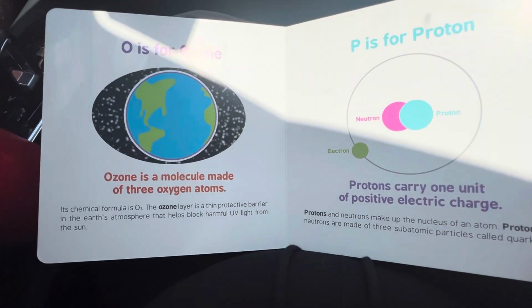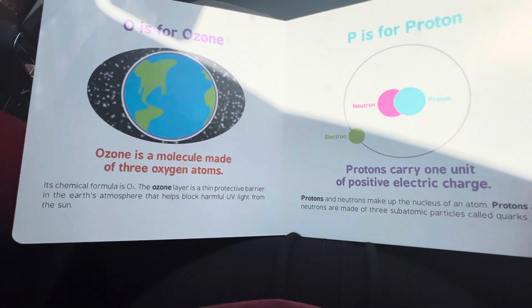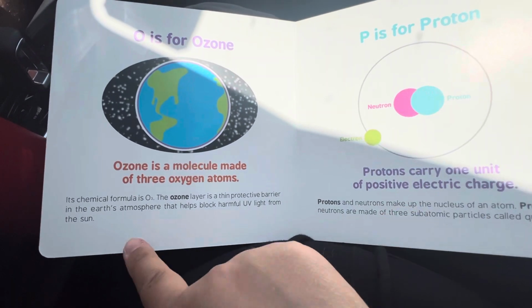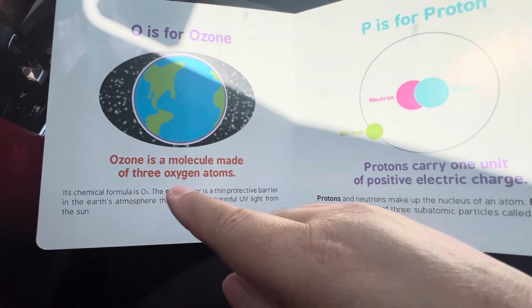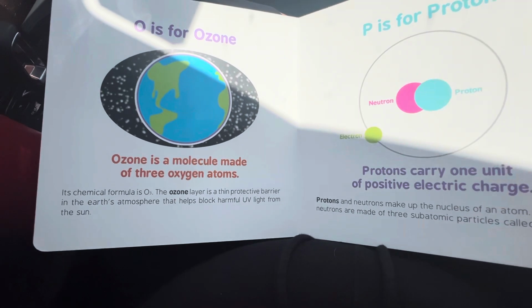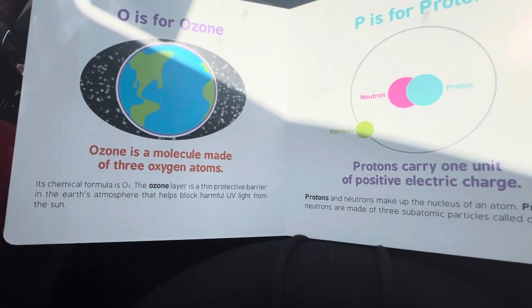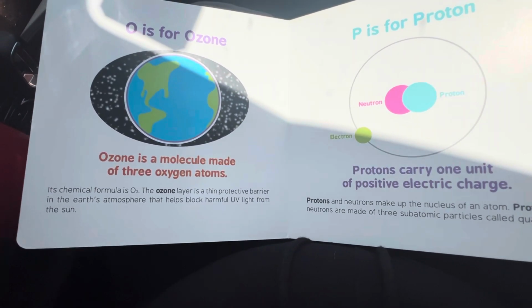O is for ozone. Ozone is a molecule made of 3 oxygen atoms. Its chemical formula is O3. The ozone layer is a thin protective barrier in the Earth's atmosphere that helps block harmful UV light from the sun.